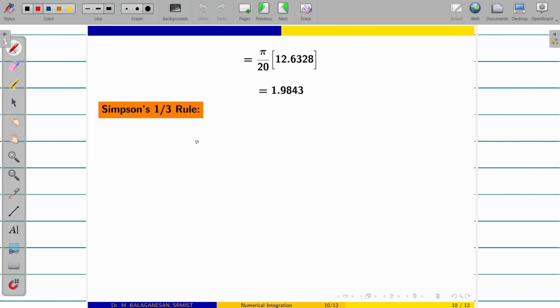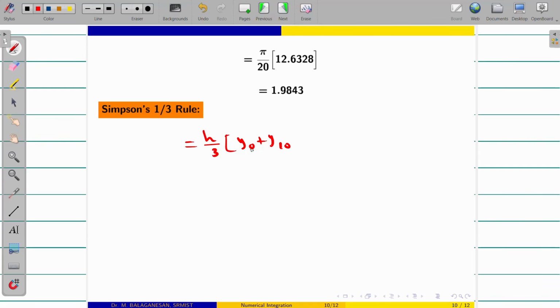First value, 1 by 3 into h. The integral from a to b of f of x dx is h by 3, the 1 by 3 into h, that one only I'm going to write as h by 3. First value plus last value is y10, plus 2 times even y2 plus y4 plus y6 plus y8 plus y10. Will you write y10? Already we have written, don't make that mistake. Up to y8 only. First value, last value plus twice of even values I have written here. So it is wrong. Just a minute.